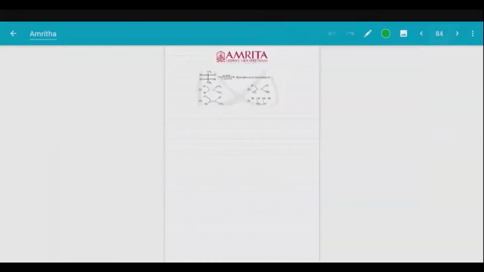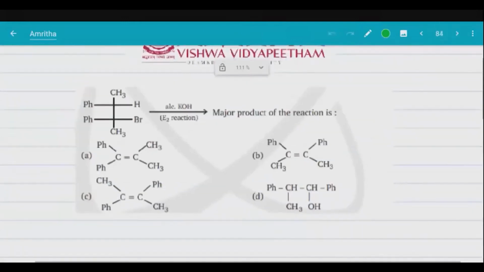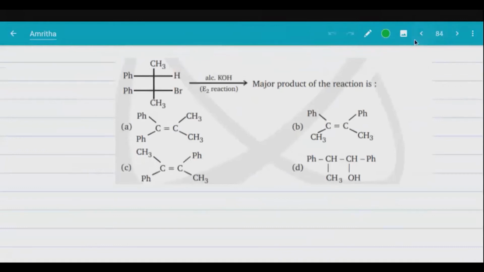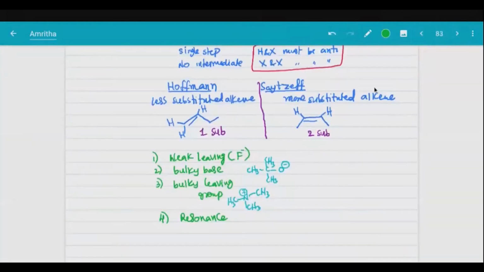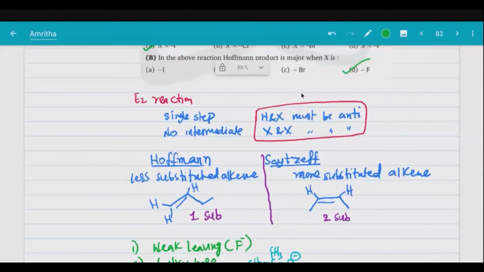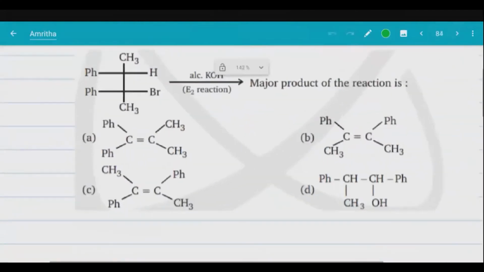Next question. Now look at this carefully. E2 reaction, just now we discussed. What is E2 reaction? These groups must be anti. Remember this: E2 groups must be anti. Whatever you are eliminating, suppose H and X, they must be anti, or 2 halogens, they must be anti. So based on that, you can solve this question.